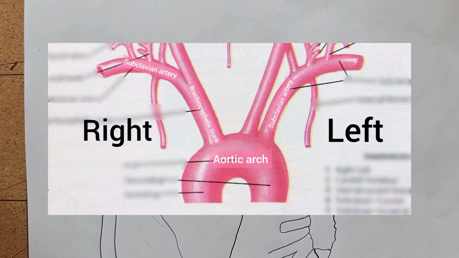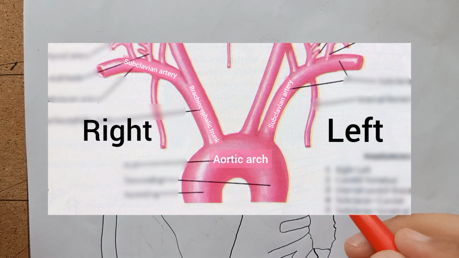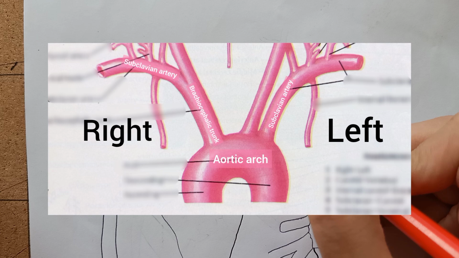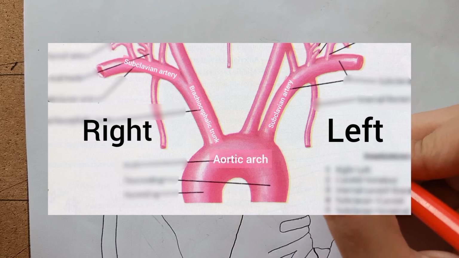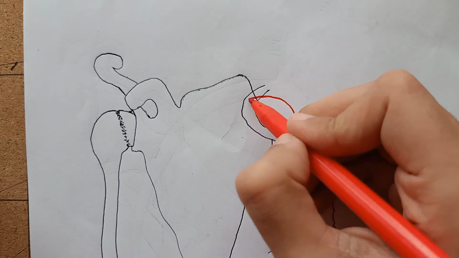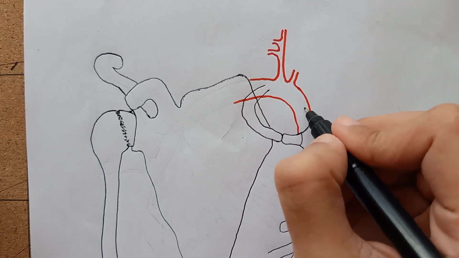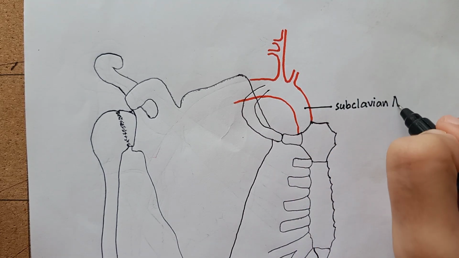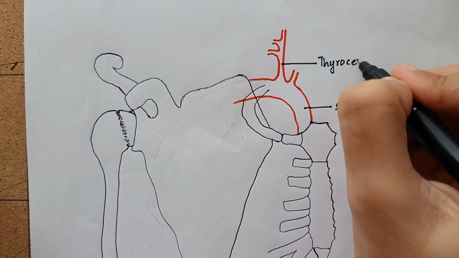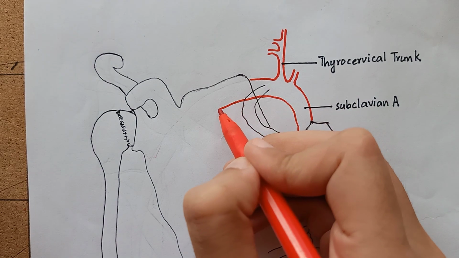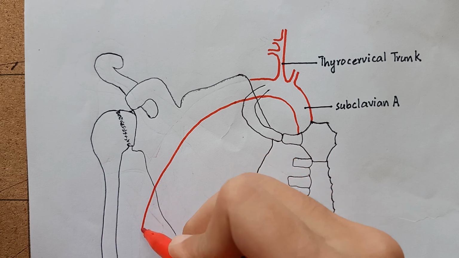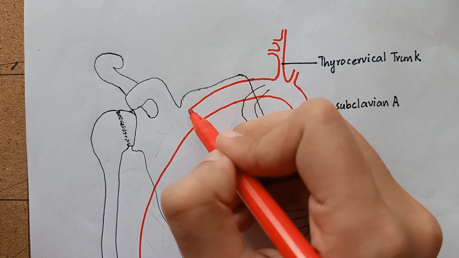Subclavian artery arises directly from the arch of aorta on the left side, and on the right side it is a branch of brachiocephalic trunk, which directly arises from the arch of aorta. At the base of neck, it gives off some branches. One of them is the thyrocervical trunk. After giving off these branches, the subclavian artery turns laterally and runs through axilla into the arm.